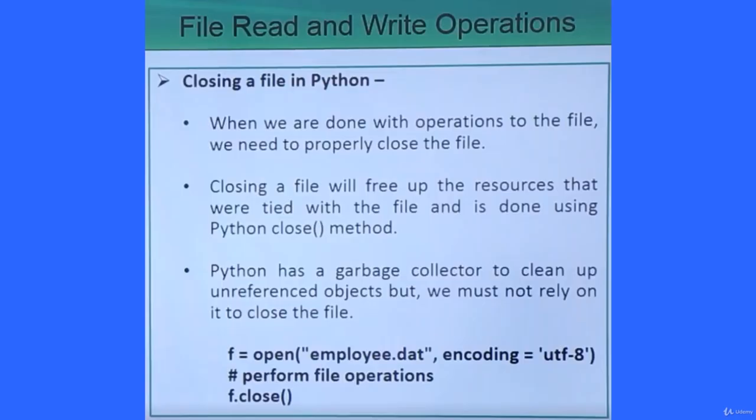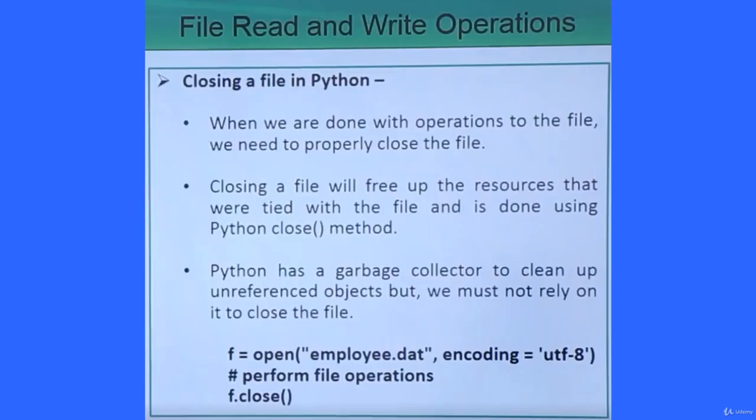Python has a garbage collector to clean up unreferenced objects, but we must not rely on it to close the file. That's why we should close the file ourselves in the code. We should not assume that the garbage collector will come and free all the unreferenced resources. We should not rely on that. It is a good practice for programmers: open the file, do the operations and close it.